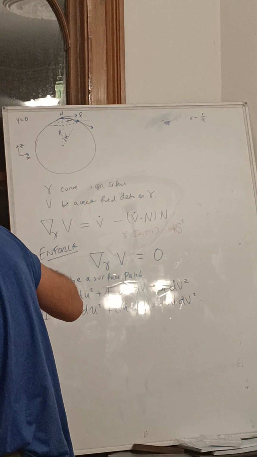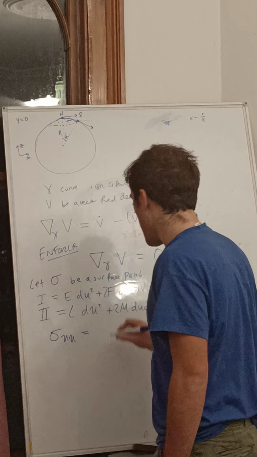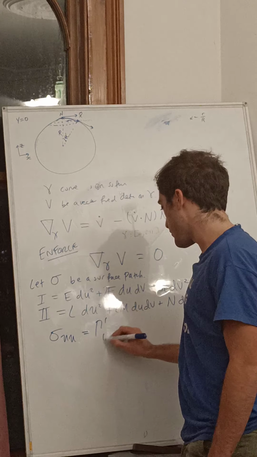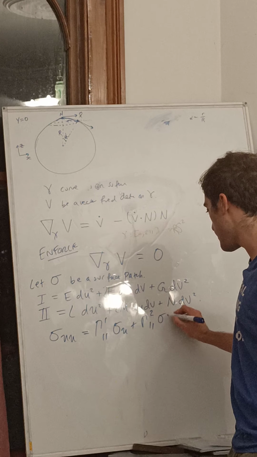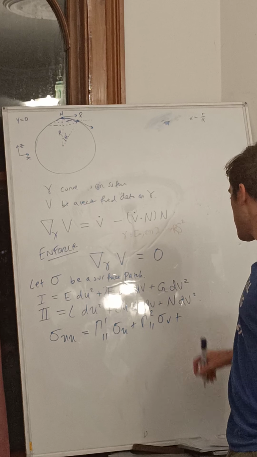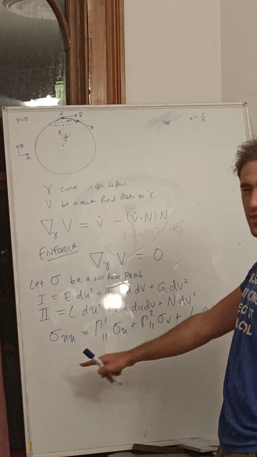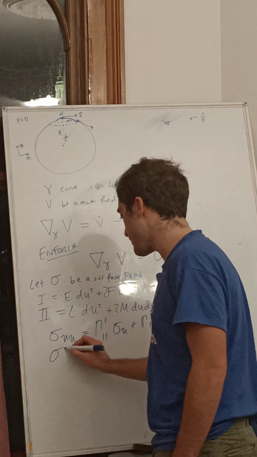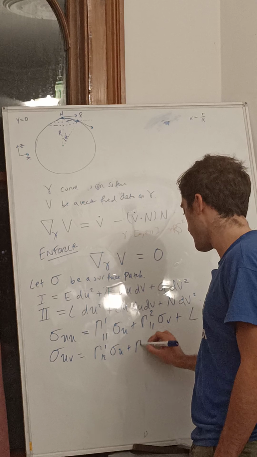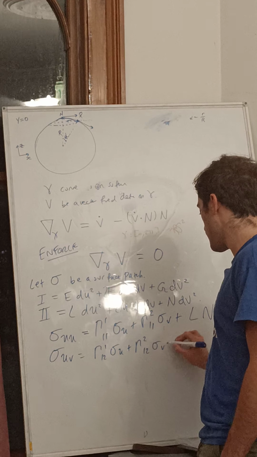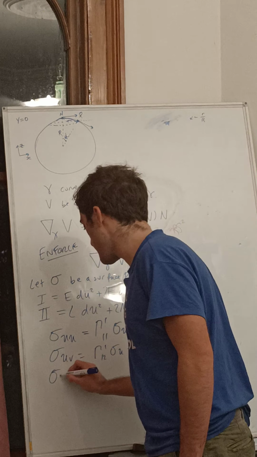So we want to use the Gauss equations. So sigma uu is equal to the first Christoffel symbol, Gamma 1 1 1, times sigma u, plus Gamma 1 1 2 times sigma v. And then this component is going to be L times N. So this is one way you can define the Christoffel symbols. And this N is the unit normal to the surface.